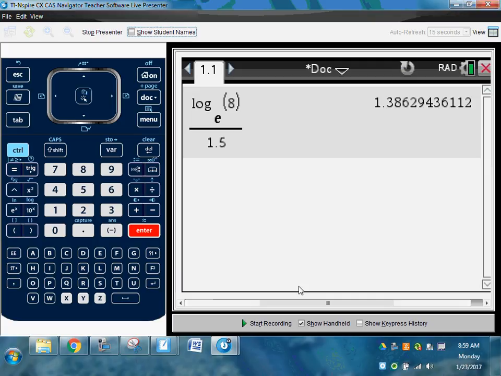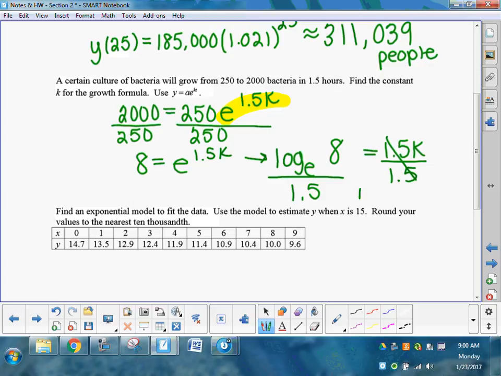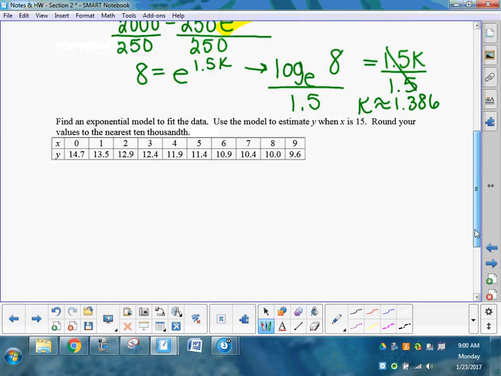see how you did it all in one step? Makes it less writing for you. What is this answer going to be? Let's say to the 1,000th position, 1.386. Is that right? It is about 1.386. Questions on that? All right.